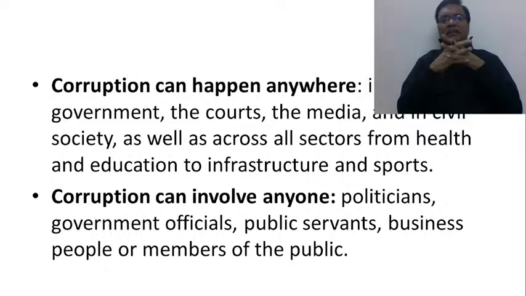Right? Corruption can happen anywhere, as you can see it on the screen. It can happen anywhere, in business, in government, in courts, in media, in civil society, in health, in education, in infrastructure, in sports. Everywhere you can find corruption. That is why we say that corruption is all pervasive. There is no place where you don't find corruption.